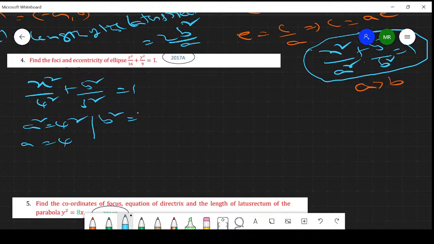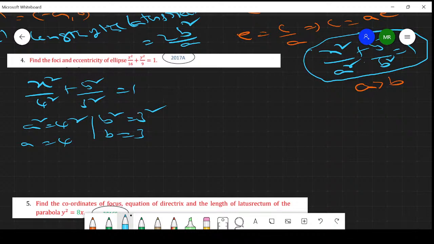And b square is equal to 3 square. B is equal to 3. So here the axis of the parabola is the x-axis. Same for this parabola. They are asking for the foci and eccentricity.